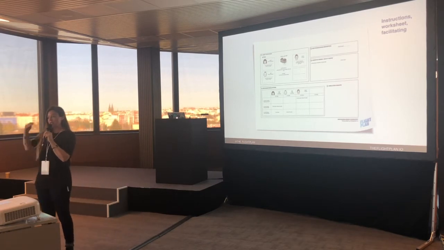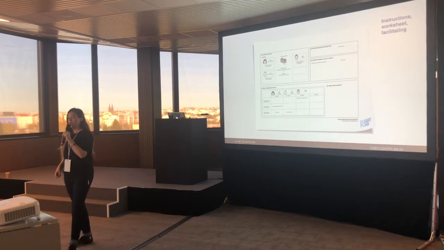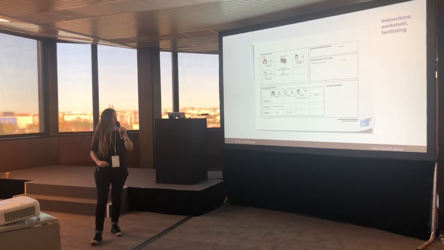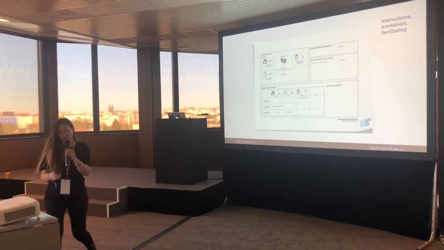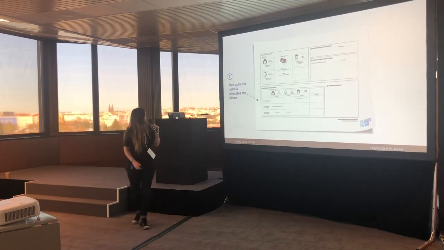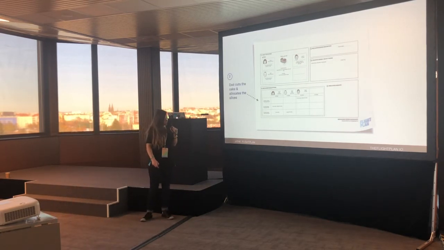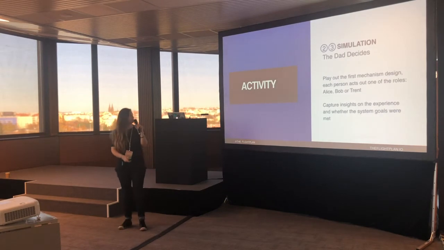So we're going to step through each of the different parts of this, and we're going to do it with the cake, and then we'll do it with your own concept. Okay, so the first fun step is we're going to start with this mechanism design option and simulating the Dad cutting the cake and allocating the slices. So here are your instructions on your table. So we're going to play out the first mechanism design, and each person, so choose on your table who's going to act as Alice, Bob, or Trent.